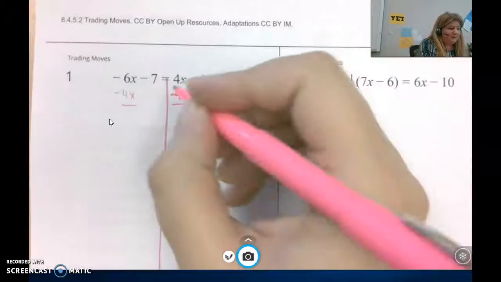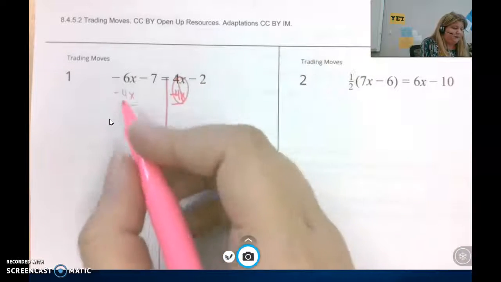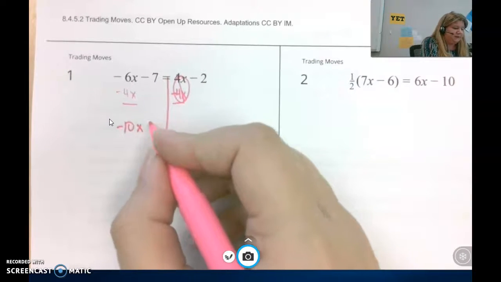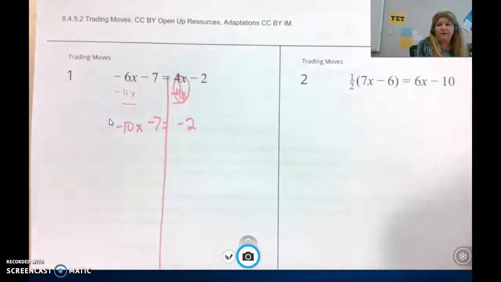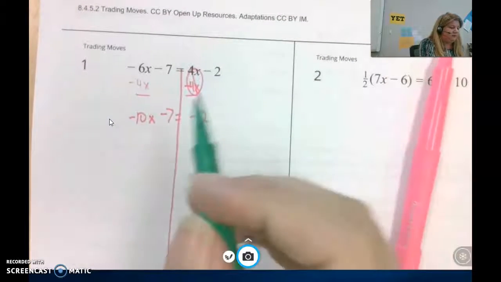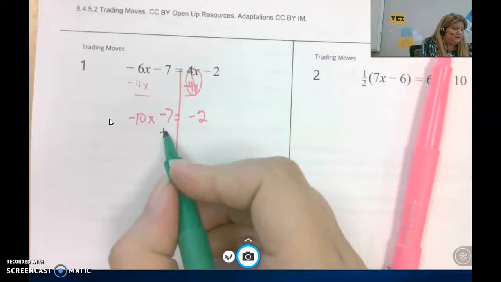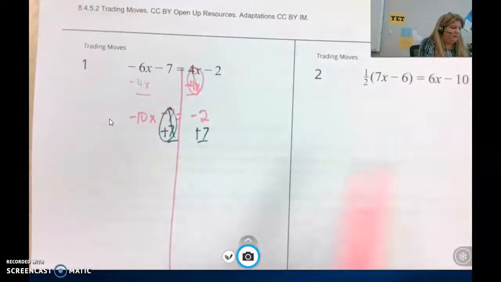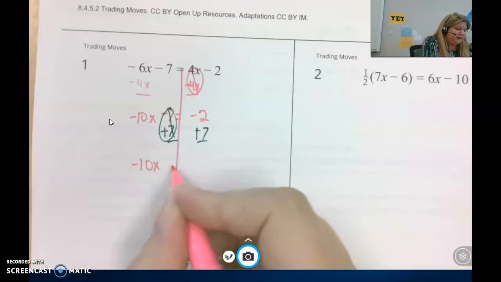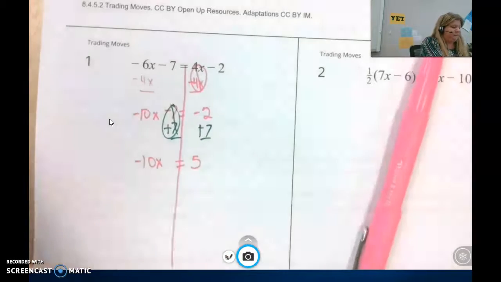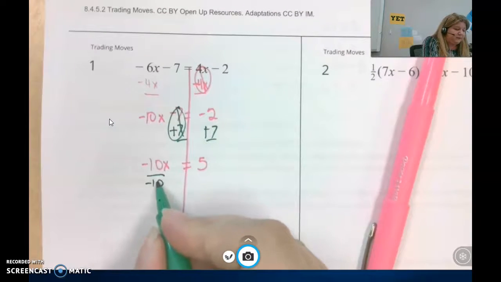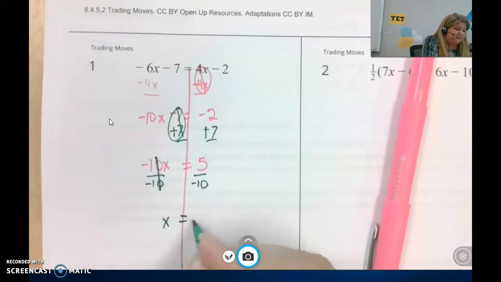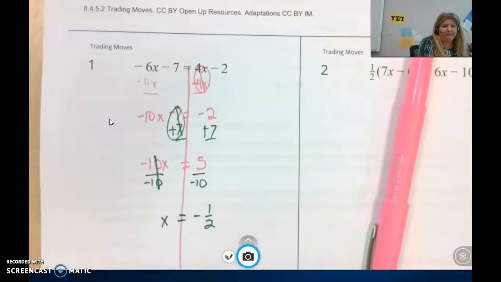So 4x minus 4x is 0. So I've effectively moved this variable term to the other side of the equation by doing the inverse or opposite. Now to move my constants, do the opposite or inverse. This is 0. So now I have negative 10x equals 5. Divide each side by negative 10. That's 1. So x is equal to negative 1/2.